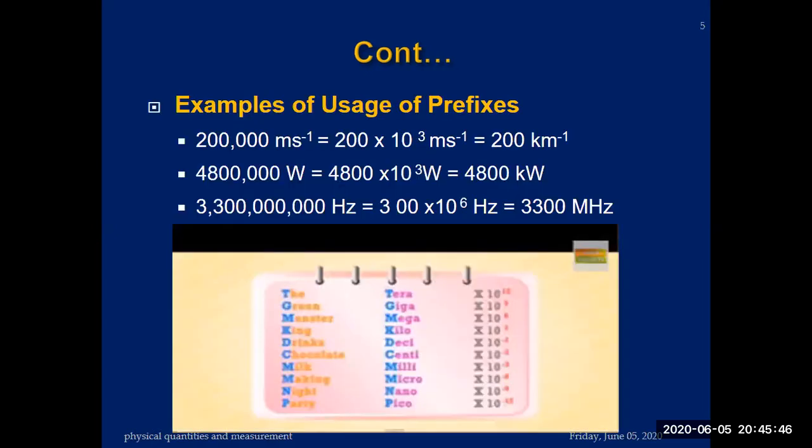Then the next examples of usage of prefixes. If you see 200000 meter per second, it's more complex, more lengthy, and more time-taking than writing it shortly: 200 multiplied by 10 raised to power 3 meter per second. When it becomes 10 raised to power 3, you have basically converted it into the kilometer unit, and it's 200 kilometer per second. It becomes easier to understand 200 kilometer as compared to 200000. There are 5 zeros when you write this quantity in terms of meter per second.